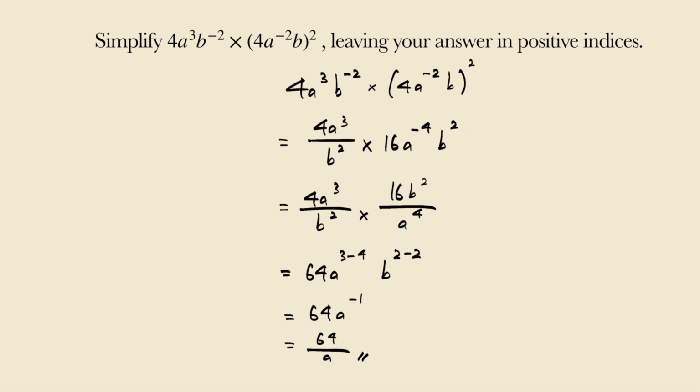Okay, at this point, I'm just focusing on the coefficients. 4 times 16 is 64. Now, look at the a's. Base a up here, base a down here. So it's 3 minus 4, isn't it? So like this. B squared, they cancel out. Or think of this as 2 minus 2. So what's 2 minus 2? 0. B to the power 0 is just 1. So b disappears completely.